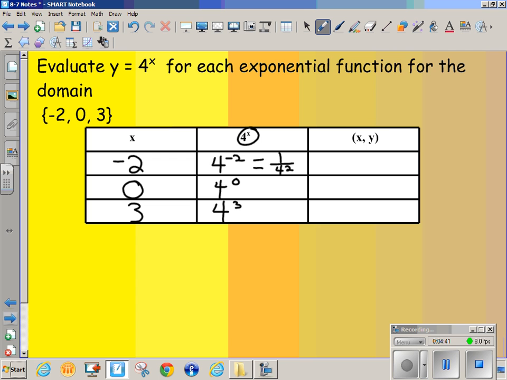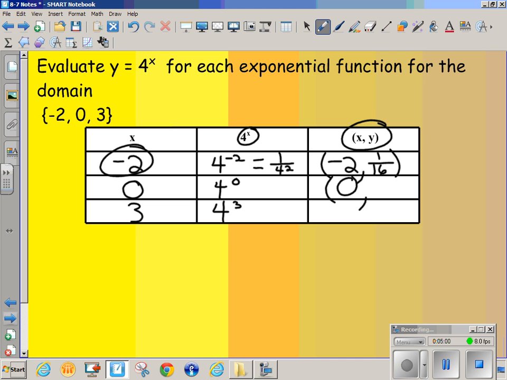This is listed as an ordered pair, so I'm going to write 1/16. Whoops. Should have listed my x first, so I'm going to list my -2, and then that makes my output or range, my y, 1/16. So there's my ordered pair.